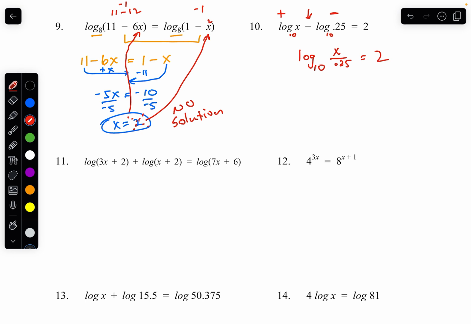So squishing those two together, now rewrite it. So my base is 10. The logarithm is equal to, remember, this will be the exponent over here, so 2 is my exponent. And then we simply multiply by 0.25 on both sides. So what is 100? So this is 0.25 times 100. And you're getting x is 25.